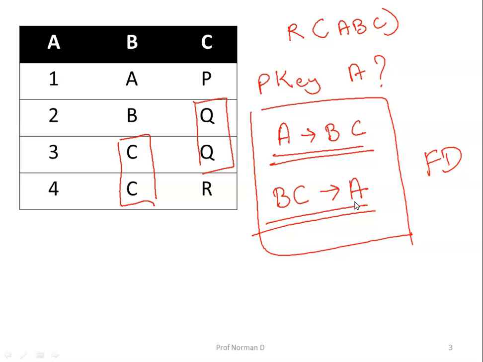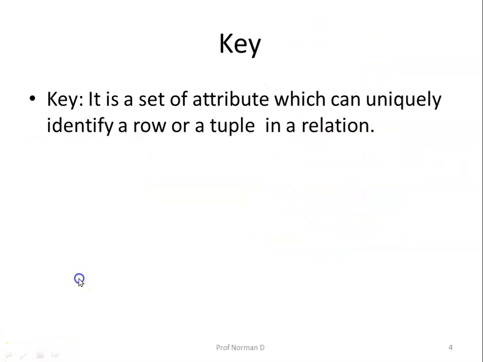So what is the definition of a key? A key is a set of attributes which can uniquely identify a row or a tuple in a relation. We have seen in our previous example that A determined BC and BC together gave you A. So it is an attribute or a set of attributes which can uniquely identify a row or a tuple in a relation. So this is the definition of a key.